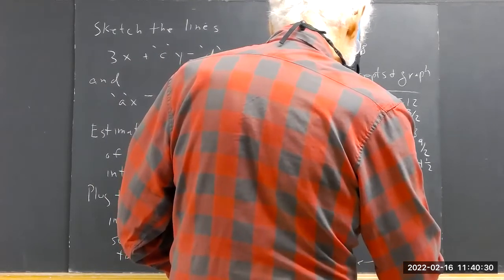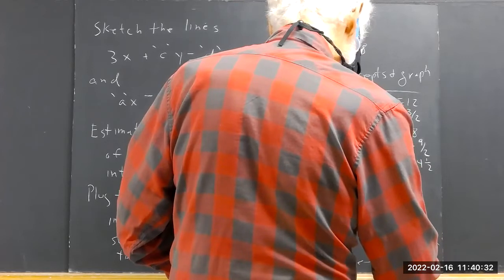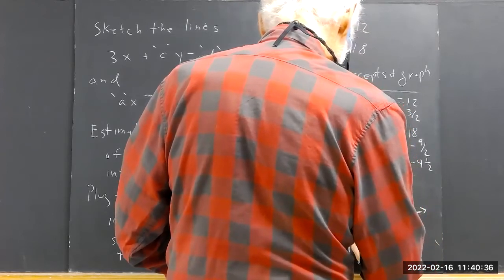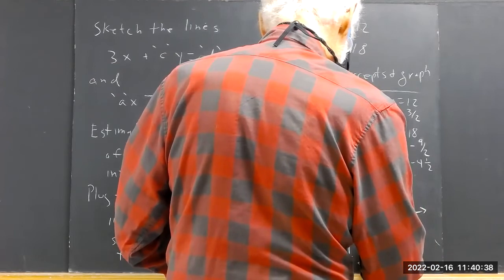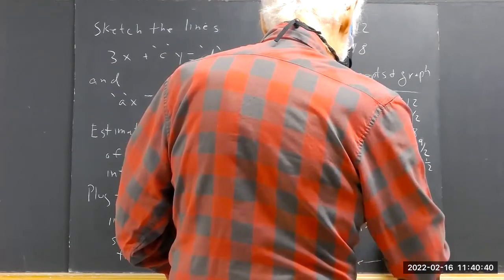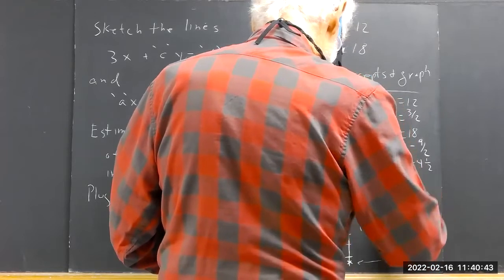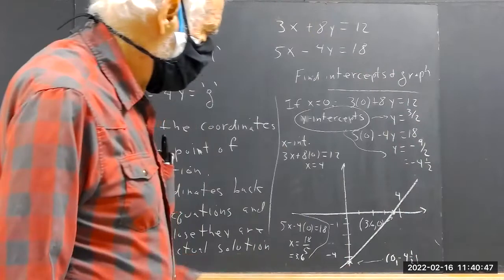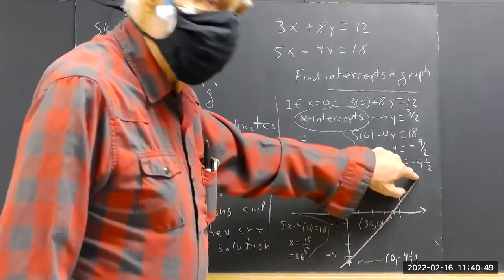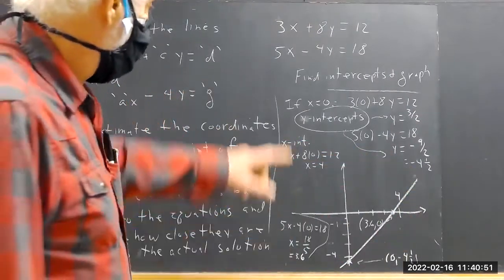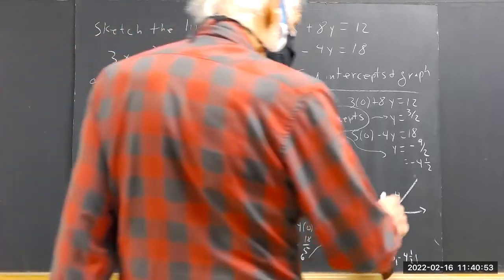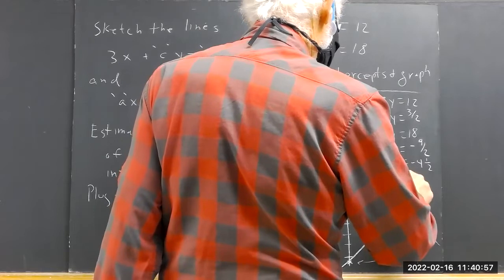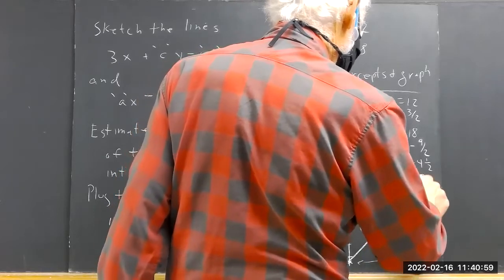So we have point 3.60. So now we can sketch a straight line through these points, and right here is the graph of our second equation. So this is the graph of 5x minus 4y equals 18.